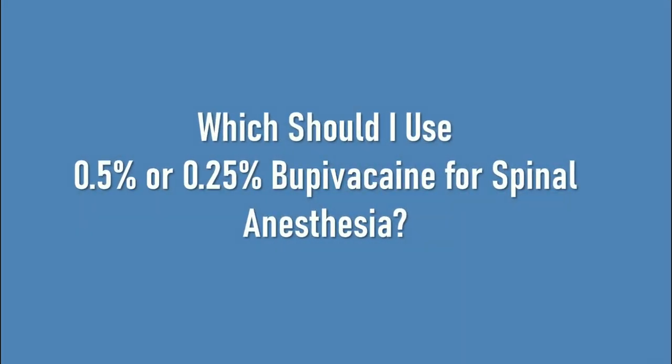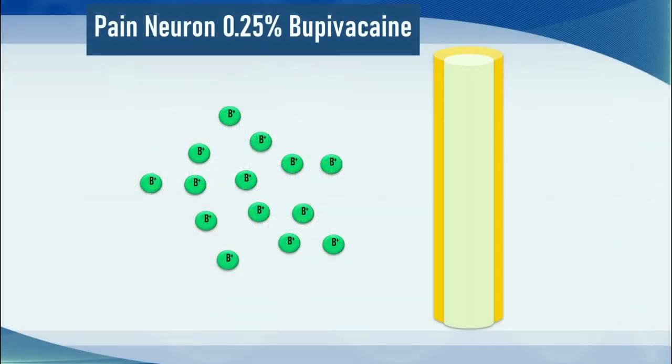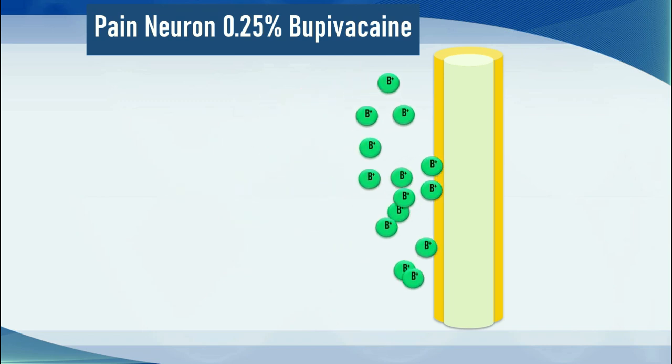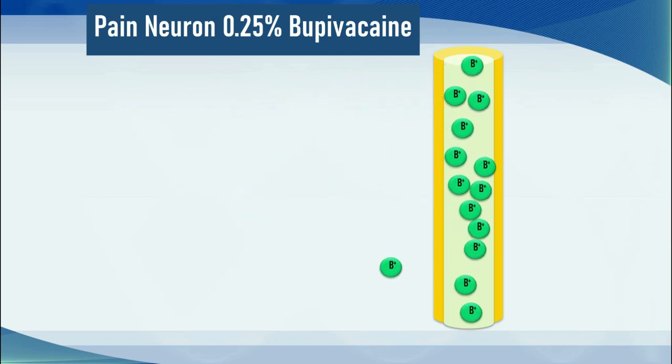Now you want to do a spinal anesthetic. Which concentration of bupivacaine should you use? 0.5% or 0.25%? There is a difference. When you're trying to block a thinly protected structure like a delta pain fiber, even low concentration local anesthetic is very effective at penetrating the outer wall.